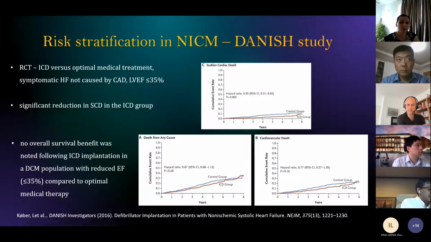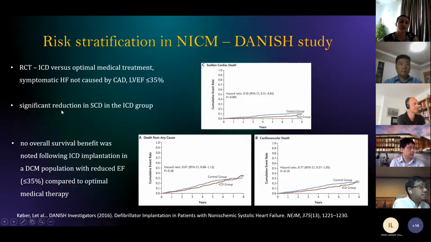A recent publication further challenges the current practice. This is the Danish study, a randomized controlled study including patients with heart failure with reduced ejection fraction and non-ischemic cardiomyopathy that compared ICD with the optimal medical treatment strategy, including resynchronization therapy. And although with a significant reduction in the sudden cardiac death in the ICD group, there was no overall survival benefit noted following ICD implantation in dilated cardiomyopathy population with reduced ejection fraction compared to optimal medical therapy.